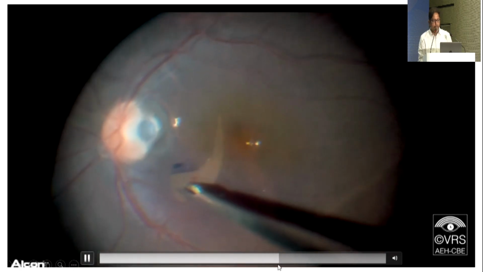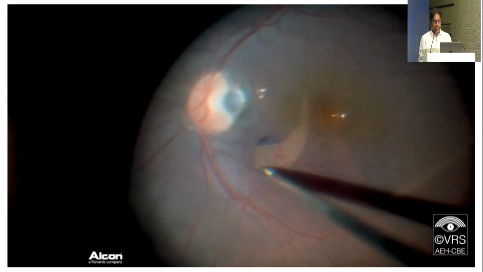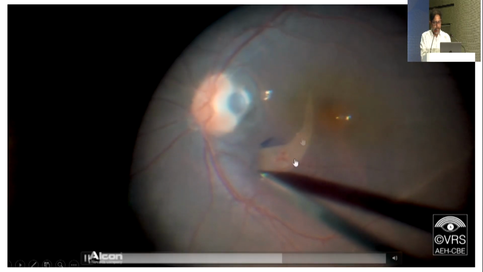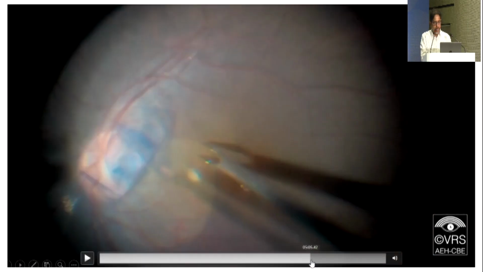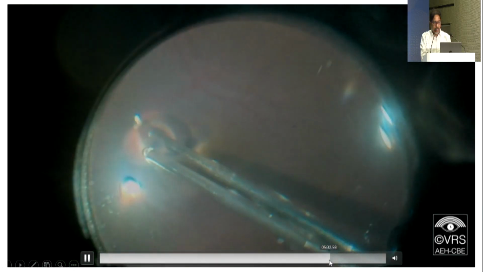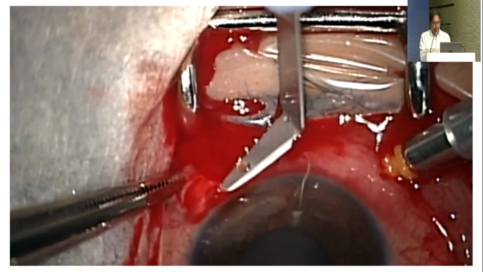So you can see that the ILM peel is started nasal to the fovea, so that the fovea itself is spared. And then you peel the flaps, and then under air you just push it into the optic pit. So this is the ILM peeling technique.